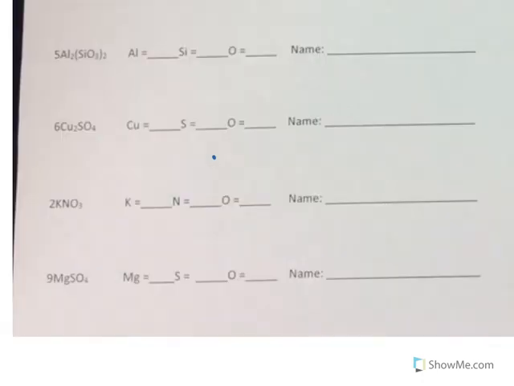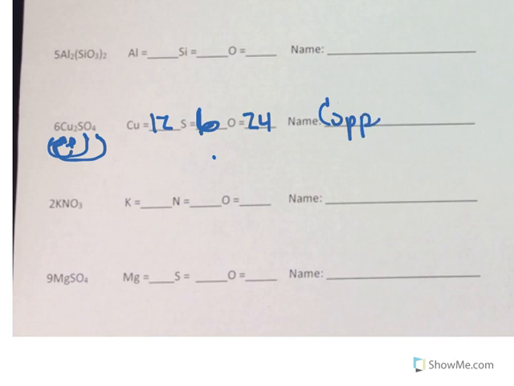Okay, so let's do this one. We have no parentheses this time, so we're just going to count. 2 copper times 6 is going to be 12 copper. 1 sulfur times 6 is going to be 6 sulfur. 4 oxygens times 6 is, that's cute, is going to be 24. And this would be copper sulfate.